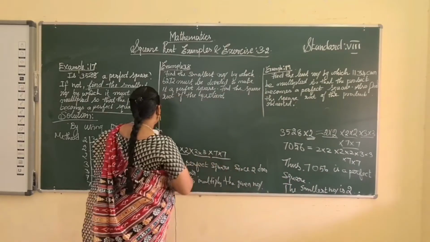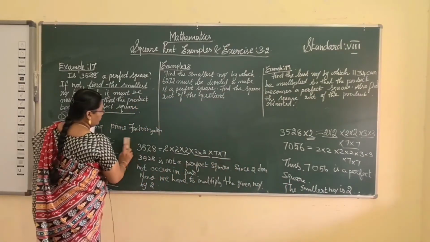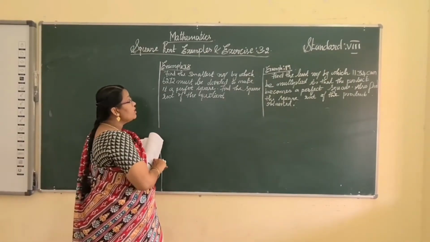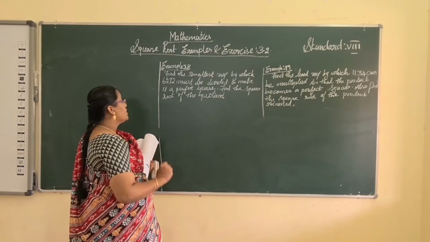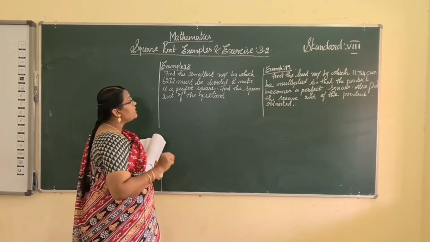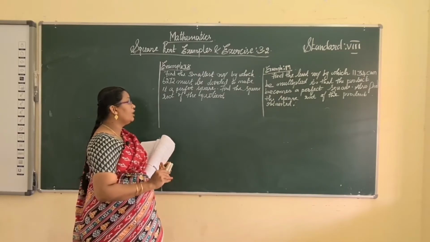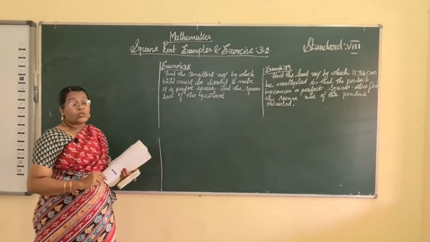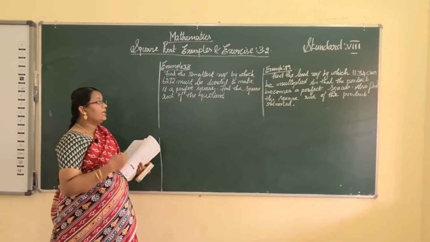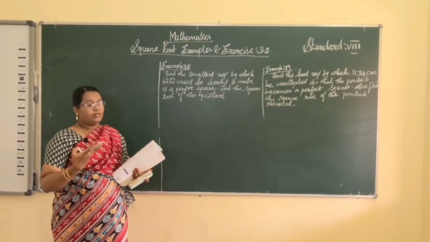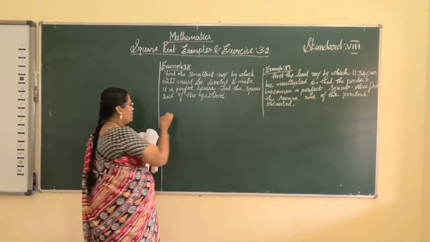Now see the next problem. Example 18. Find the smallest number by which 6272 must be divided to make it a perfect square. Find the square root of the quotient. It is the same method, but while the earlier question asked for multiplication, here it is division.